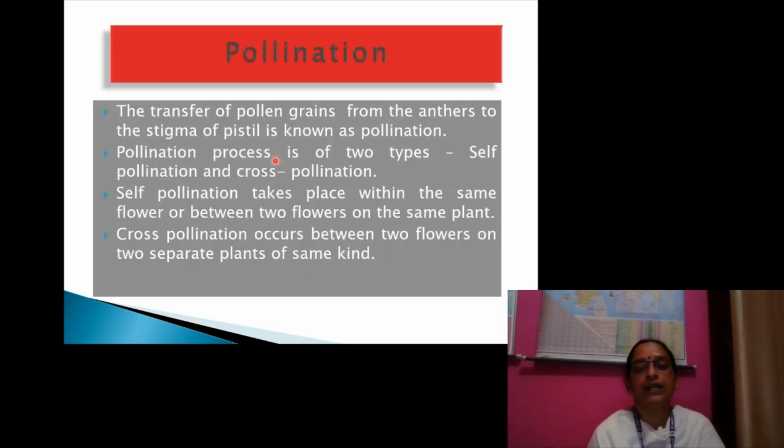Now let us study what is pollination. The transfer of pollen grains from the anthers to the stigma of pistil is known as pollination. Pollination process is of two types, self-pollination and cross-pollination. Self-pollination takes place within the same flower or between two flowers on the same plant. Cross-pollination occurs between two flowers on two separate plants of same kind. What is pollination? Transfer of pollen grains from the anthers to the stigma of pistil is known as pollination.